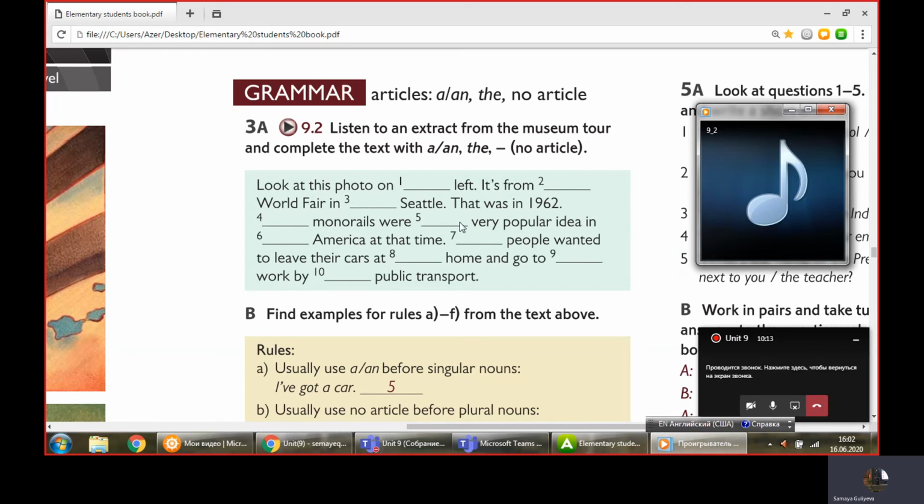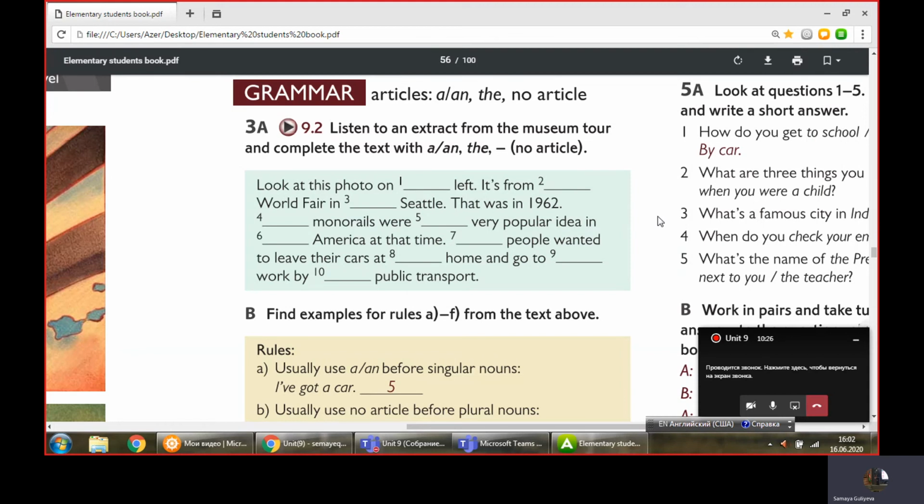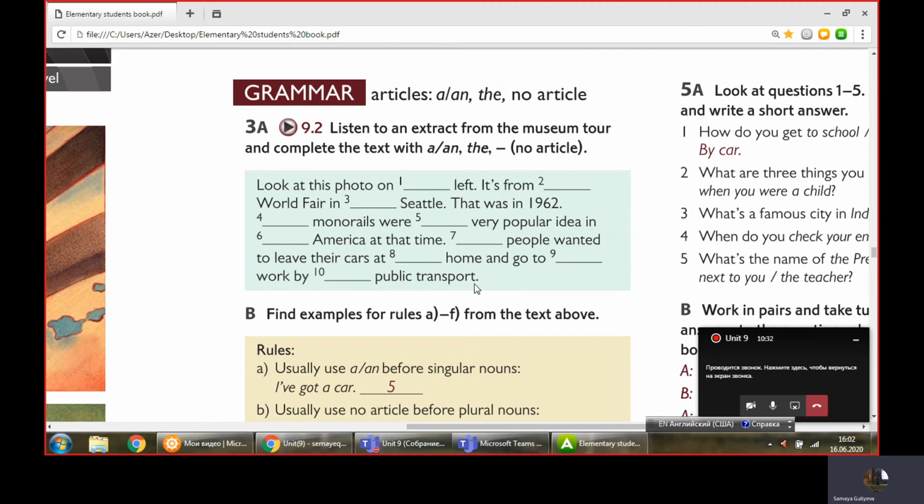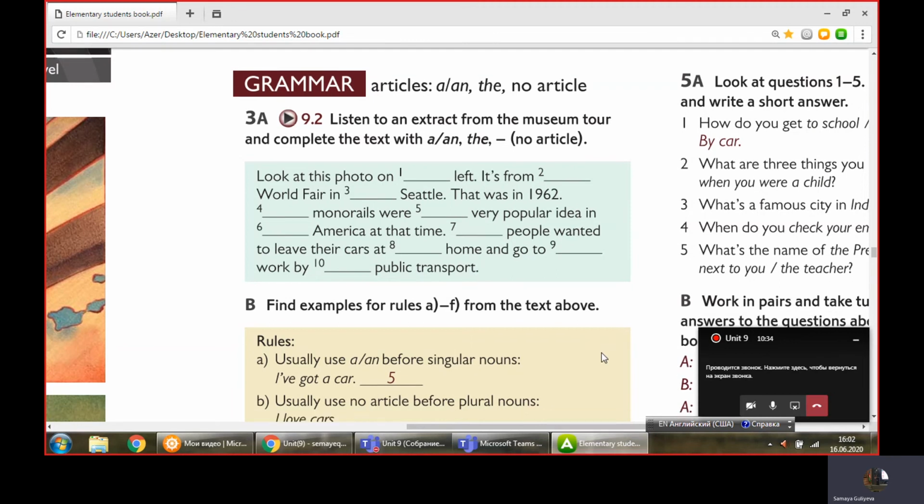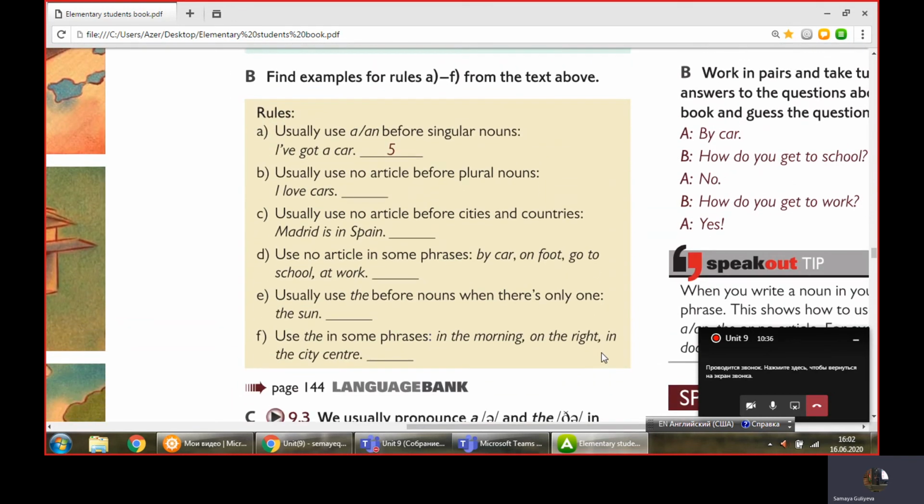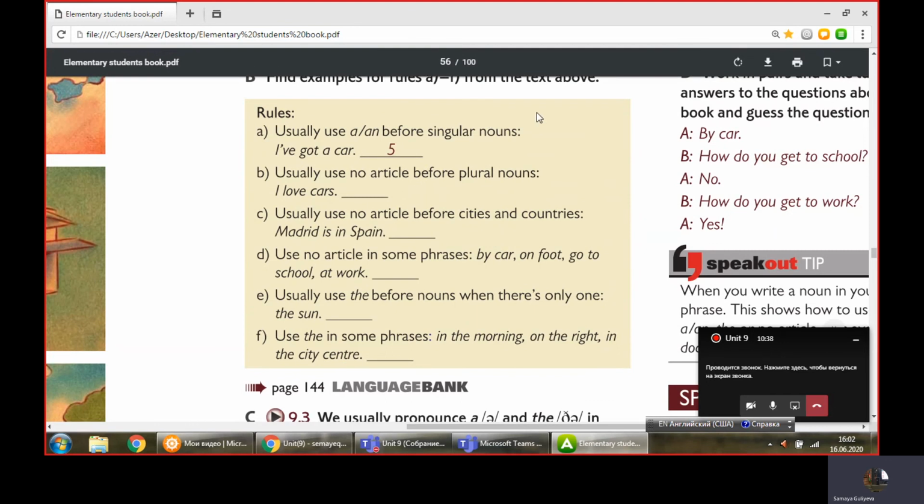Monorails were a very popular idea in America at that time. People wanted to leave their cars at home and go to work by public transport. Maybe you paid attention: by public transport, we don't use any article. So we are consolidating the rules for the article.